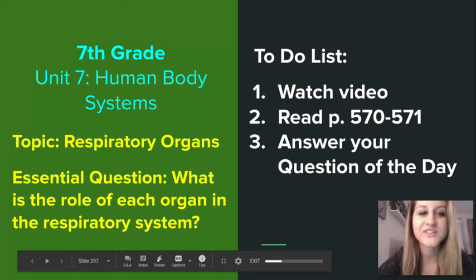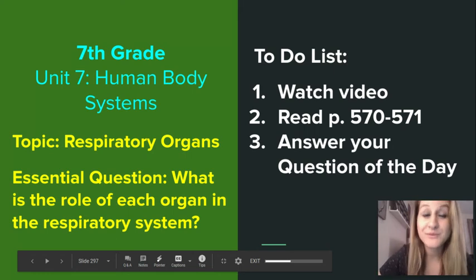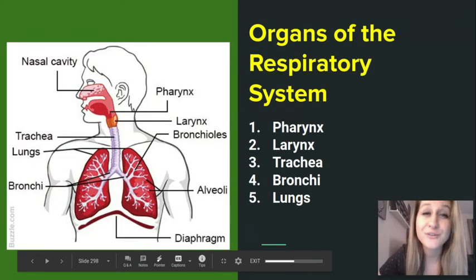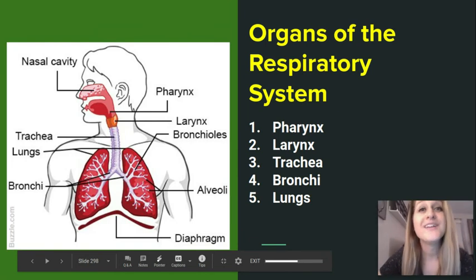And our essential question says, what is the role of each organ in the respiratory system? So over the past couple of days, we've talked about what the job of the respiratory system is. We know that we breathe in oxygen so that cellular respiration can occur. Today, we'll talk about the different parts that make this happen.